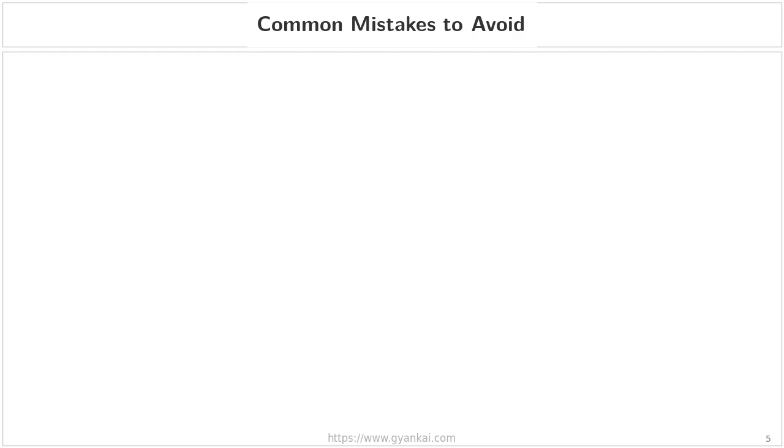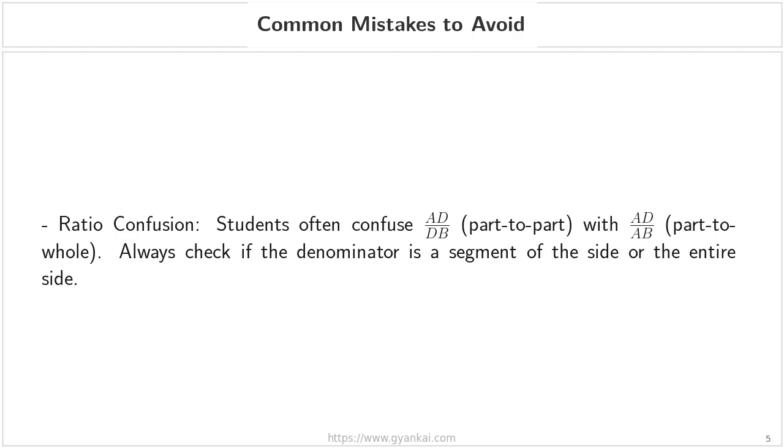Common mistakes to avoid. First, let's talk about ratio confusion. This is perhaps the most frequent mistake I see. When you are working with the Basic Proportionality Theorem, you must be very careful to distinguish between a part-to-part ratio and a part-to-whole ratio. For instance, do not confuse the ratio of AD over DB, which compares one segment to another segment, with the ratio of AD over AB, which compares a segment to the entire side. Before you write down your final answer, always pause and ask yourself, is my denominator just a piece of the side, or is it the entire length of the side?